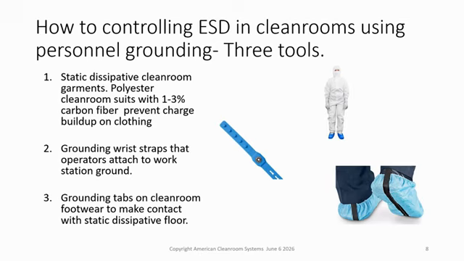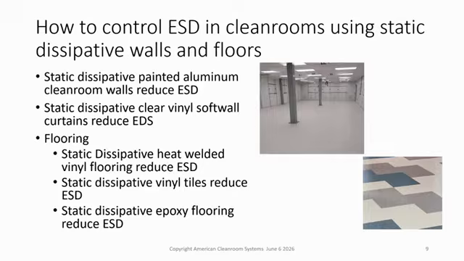People control ESD in cleanrooms using personnel grounding. There are 3 different ways to do it. The first is to wear static dissipative cleanroom garments. Polyester cleanroom suits with carbon fiber prevent charge buildup on clothing. Second, the operators wear grounding wrist straps that attach to the workstation grounds to get rid of their static. And finally, operators wear grounding tabs on their cleanroom booties to make contact with static dissipative floor and let their charge leave that way.